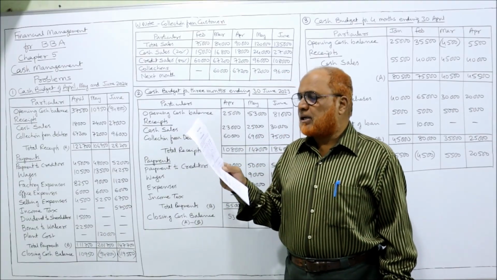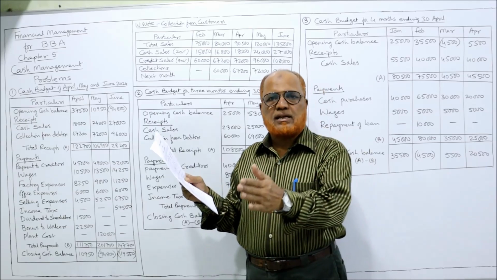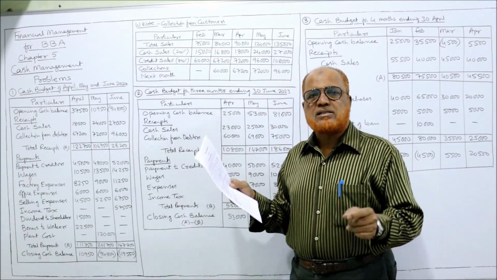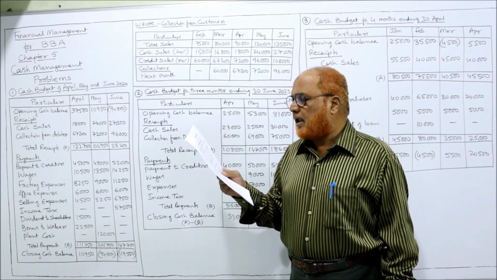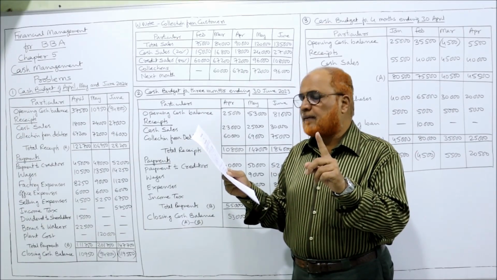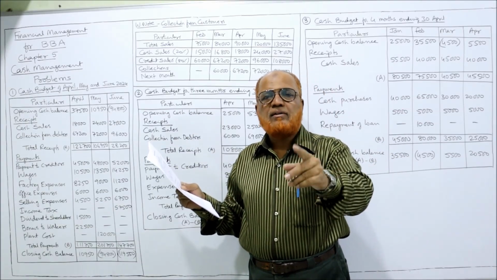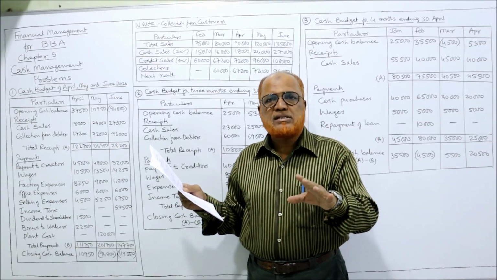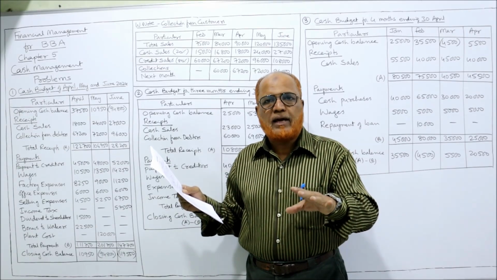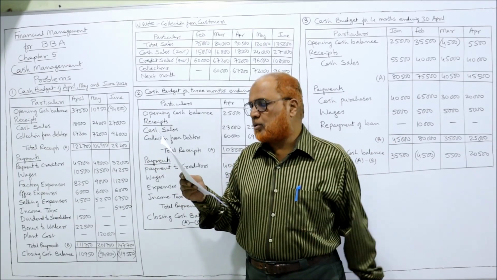20% of sales are for cash. That means we bifurcate total sales into cash sales and credit sales: 20% cash sales, 80% credit sales. And the period of credit allowed to customers is 1 month. That means we are selling goods on credit and allowing a 1 month credit period. So whatever sales we make today, the payment will be received in the next month.